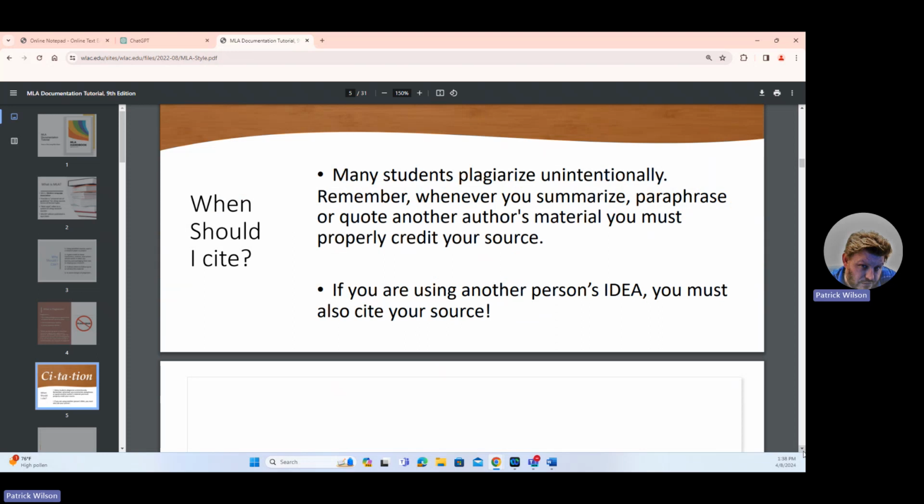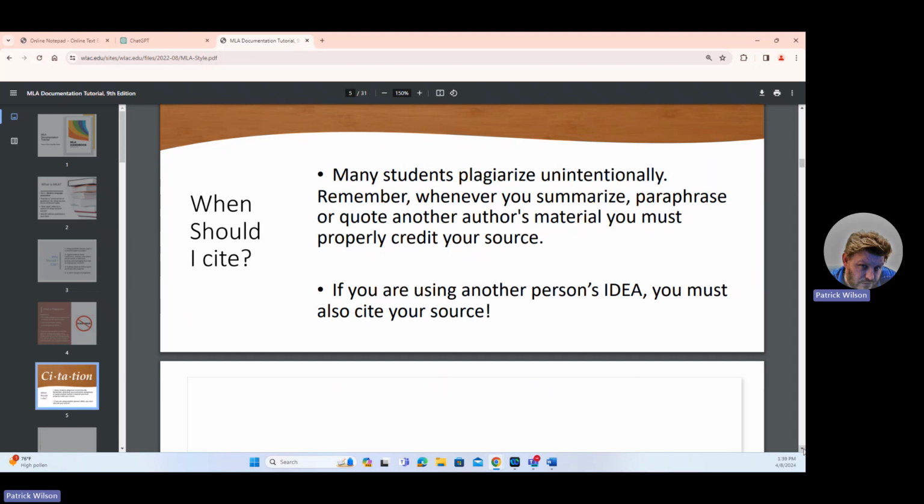Citation. Why should you cite? Many students plagiarize unintentionally. Remember, when you summarize, paraphrase, or quote another author's material, you must properly cite or give credit to that source. If you are using another person's idea, you must also cite your source.